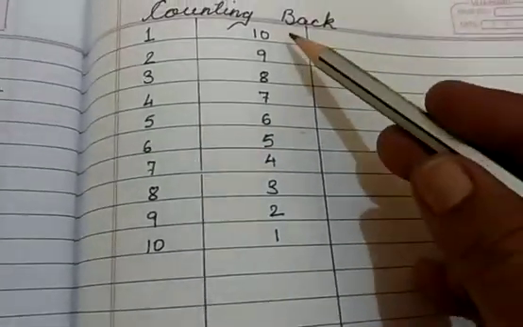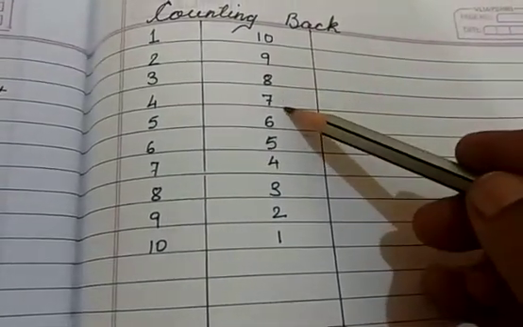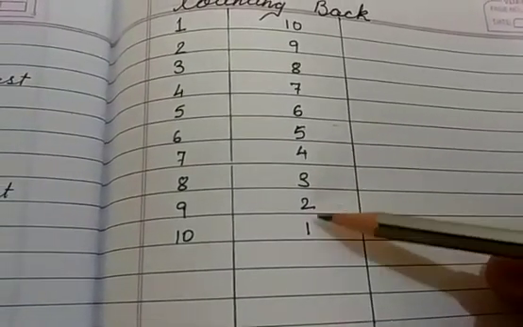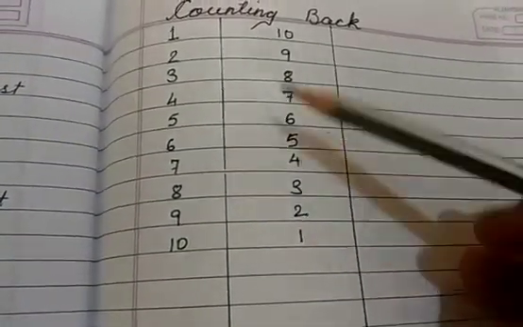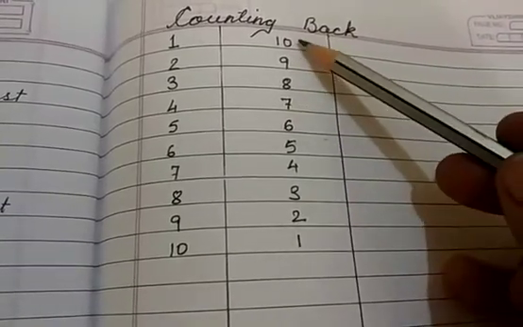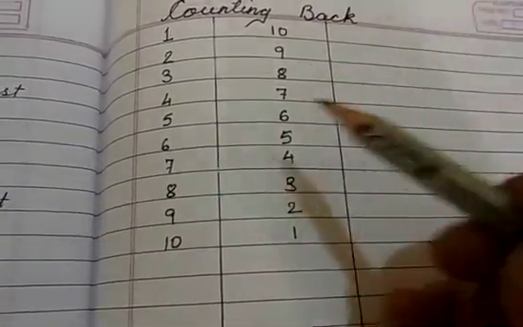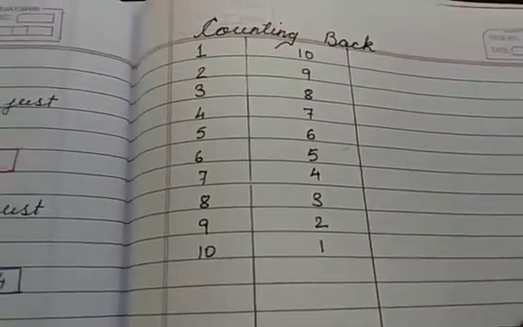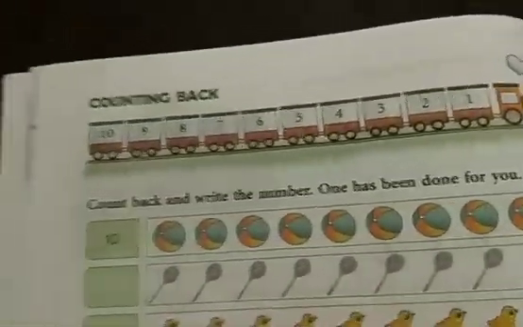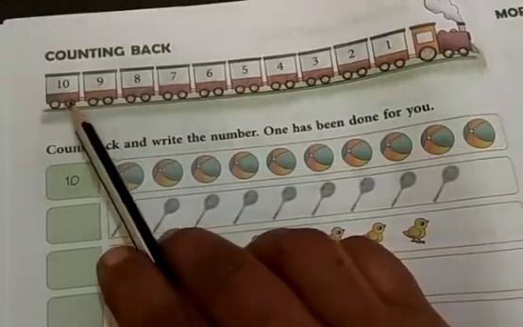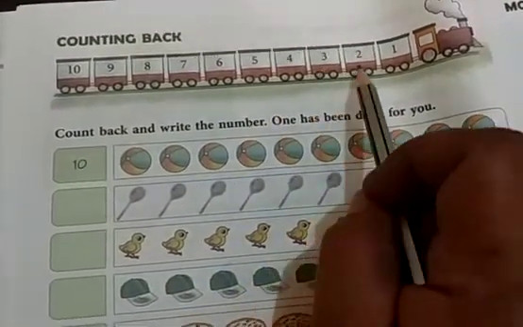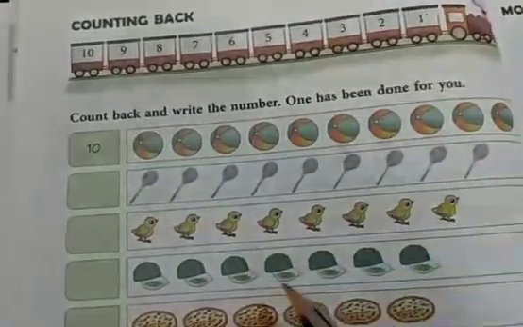Okay, see here. 10, 9, 8, 7, 6, 5, 4, 3, 2, 1. 1 is the smallest from 1 to 10 and 10 is the greatest number. Here it is written in increasing order and this is in decreasing order. See in the book, counting back 10, 9, 8, 7, 6, 5, 4, 3, 2, 1. This is called counting back.